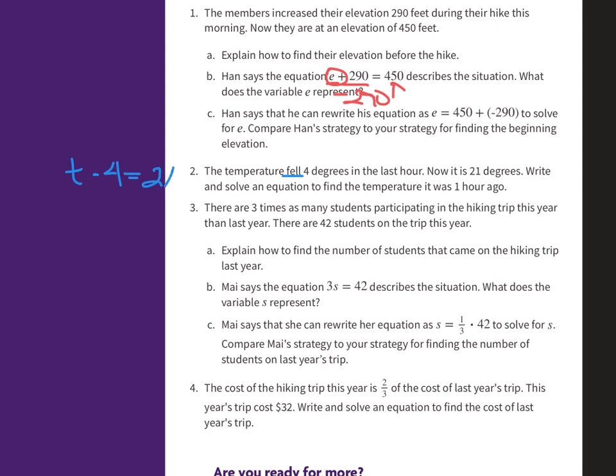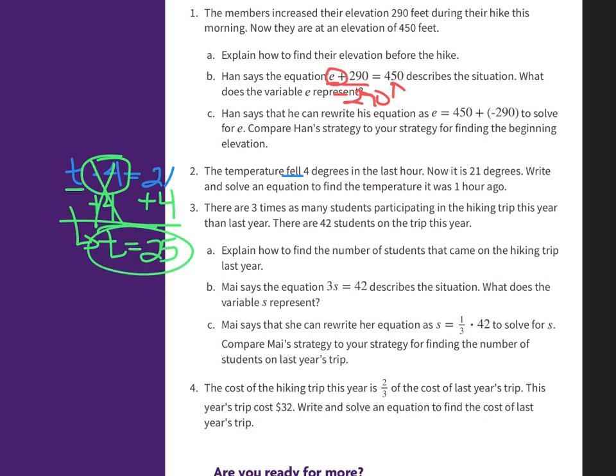Okay? Now remember, we want to get the variable by itself. So we need to get rid of this minus 4. To get rid of a minus 4, we add 4 to both sides. So minus 4 plus 4 goes away. It's 0. T equals 25.